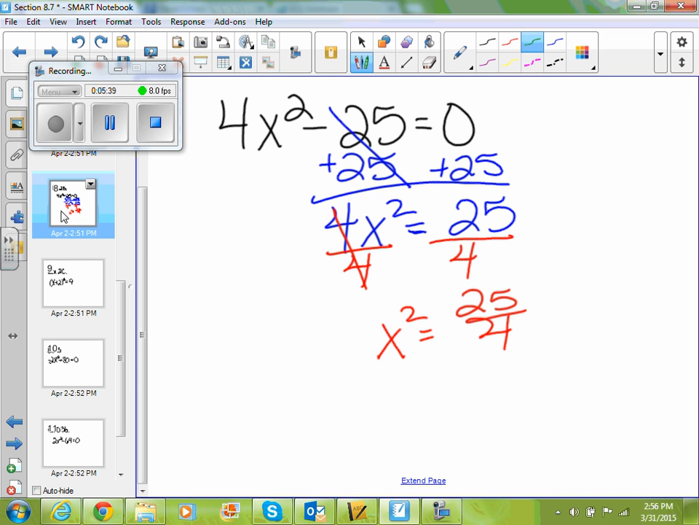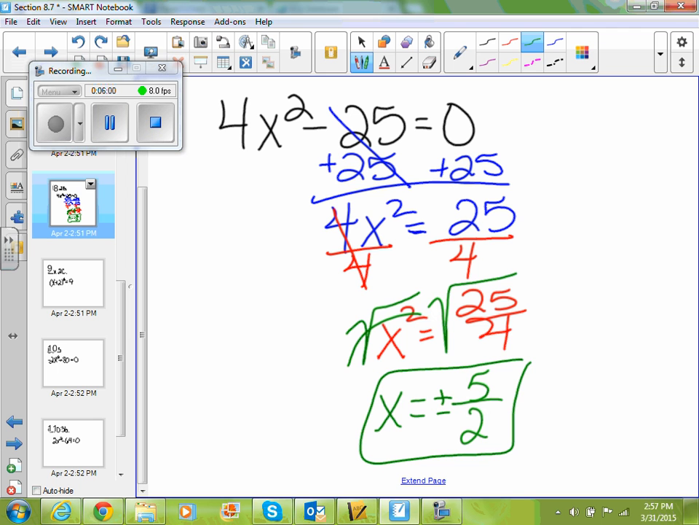Now what do I do? Get rid of the squared. So I'll take the square root. And when taking the square root of fractions, you take the square root of the top and the square root of the bottom. So what's the square root of 25? 5. And the square root of 4? 2. And what goes out front? Plus minus. Because I always have 2 answers. So in front of all of your answers, unless your answer is 0, they're all going to have a plus minus in front of them.